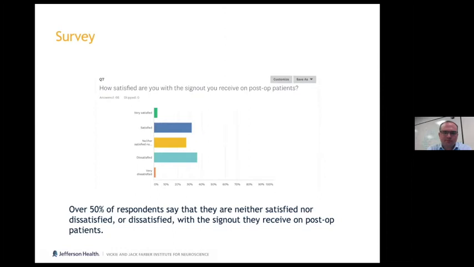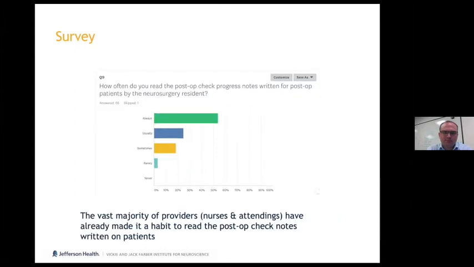So there's a 10-question survey, and I'll share the results of a couple of the questions. We had a total of 66 responders. One of the questions was, how satisfied are you with the sign out that you received on post-op patients? You can see that the majority were either neither satisfied nor dissatisfied, or they were dissatisfied with the sign out that they receive on post-op patients.